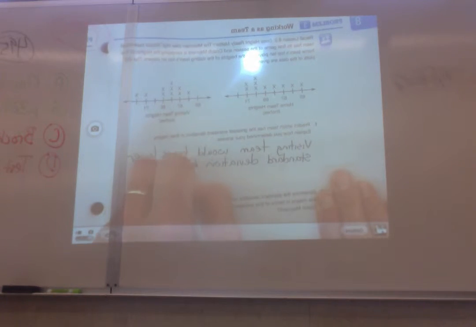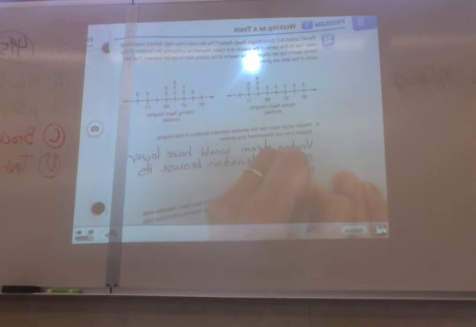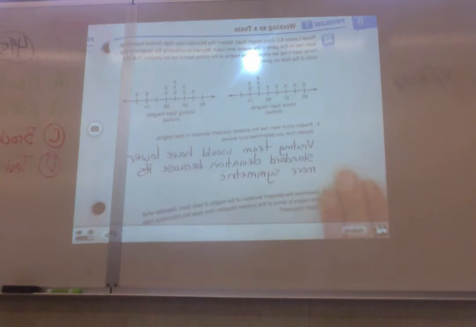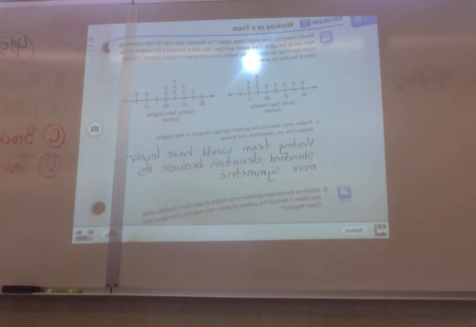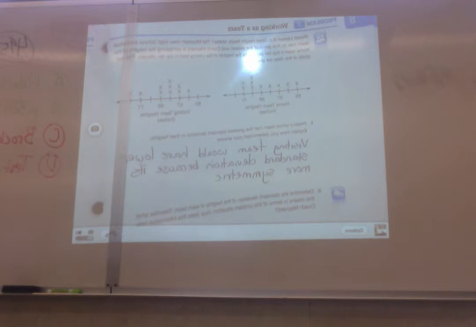Because this is what Brody's answer is. It's more symmetric. And within reason, I think that's a good way to go about it. Symmetric means less way out here and way out there, usually. I mean, so we'll see.